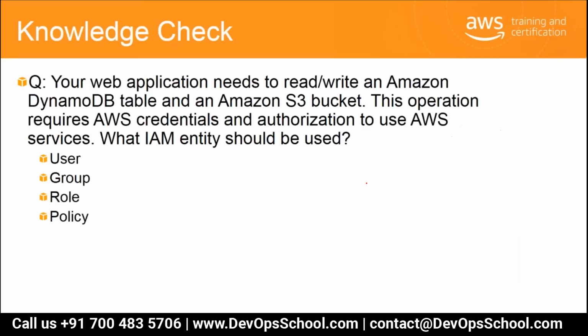Now let's do a quick knowledge check. Your AWS web application needs to read and write to an Amazon DynamoDB table, and an Amazon S3 bucket. Your application needs to read and write to these two resources, the DynamoDB table and the S3 bucket. This operation requires AWS credentials and authorization to use services. What IAM entity should be used here?